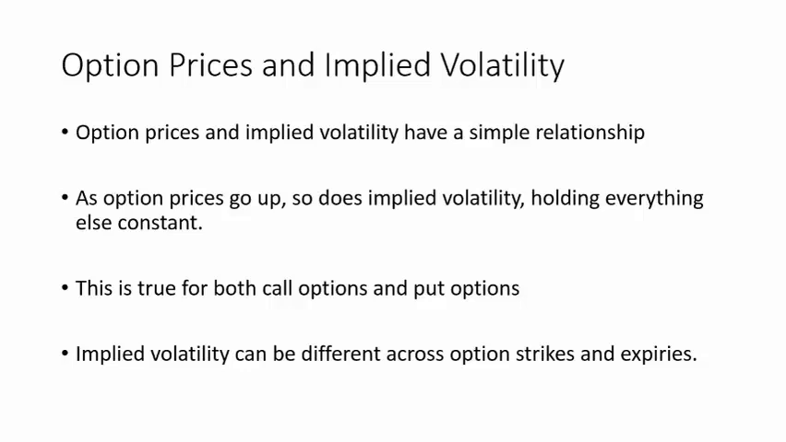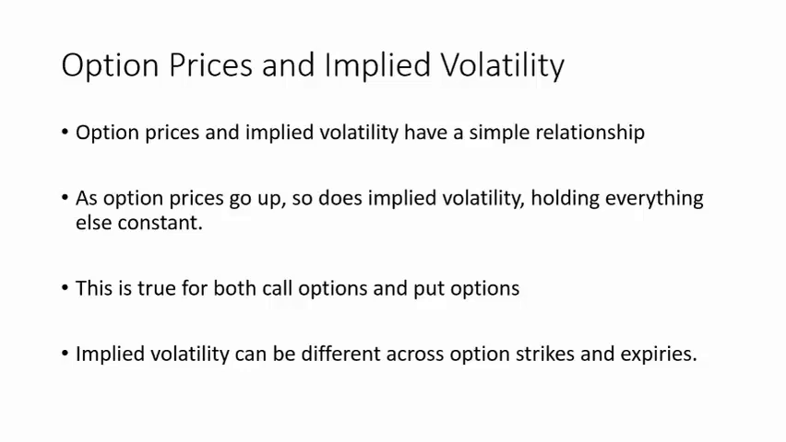Now this is true for both call options and put options. We've seen that call options and put options have higher prices when volatility goes up. We saw that when we looked at the Black-Scholes model. And the same thing is going to hold true when we're looking at implied volatility. So the implied volatility of the call and the implied volatility of the put both will go up when the call or put prices go up.